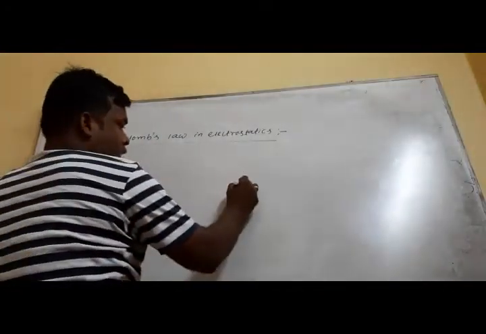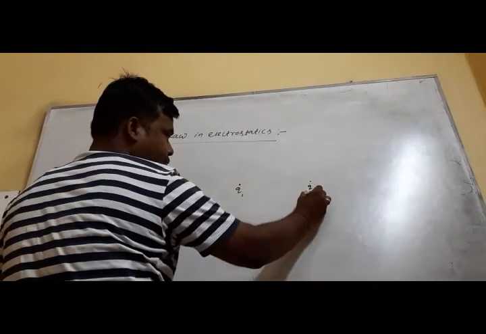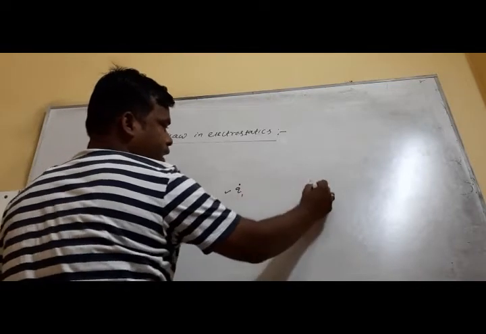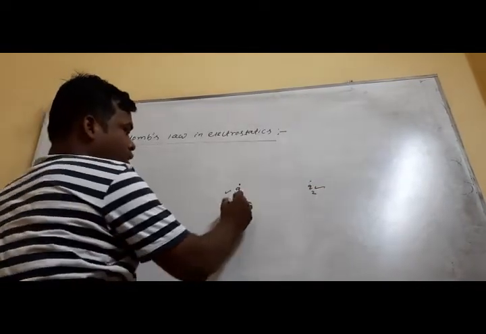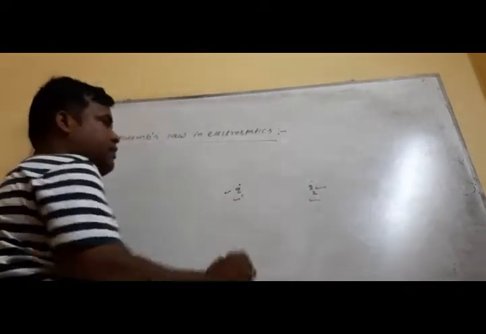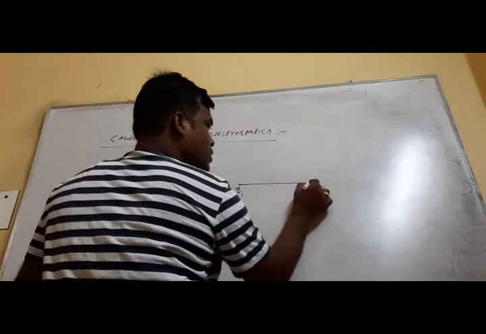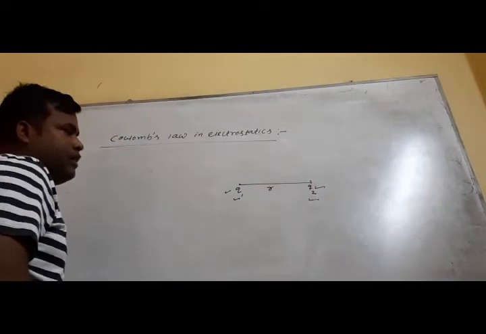Let us consider there are two charges. It is Q1, it is Q2. These are the two point charges. Coulomb's law is applicable to point charges, and also these two charges are stationary, meaning these two charges are at rest. Suppose the distance between the two charges is R.